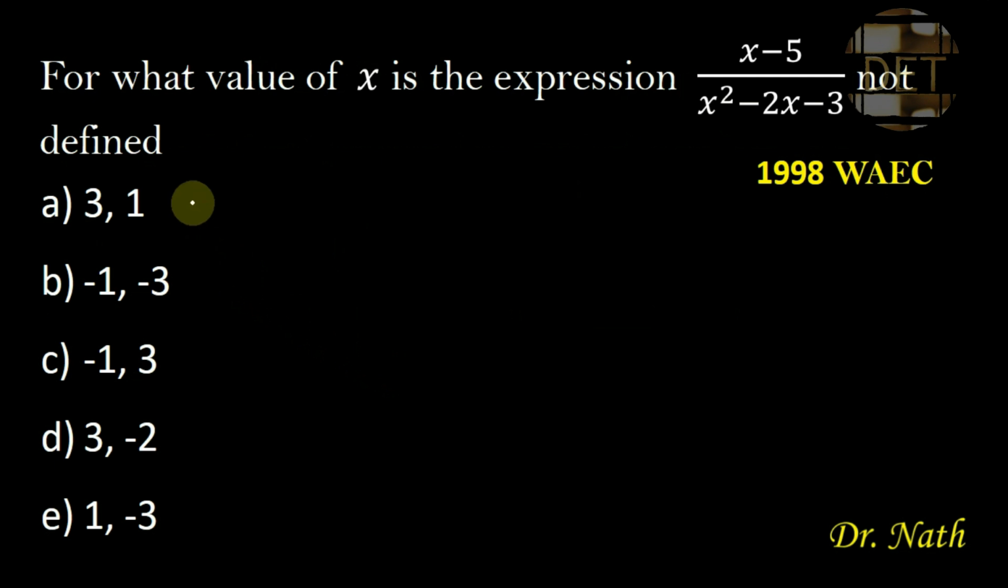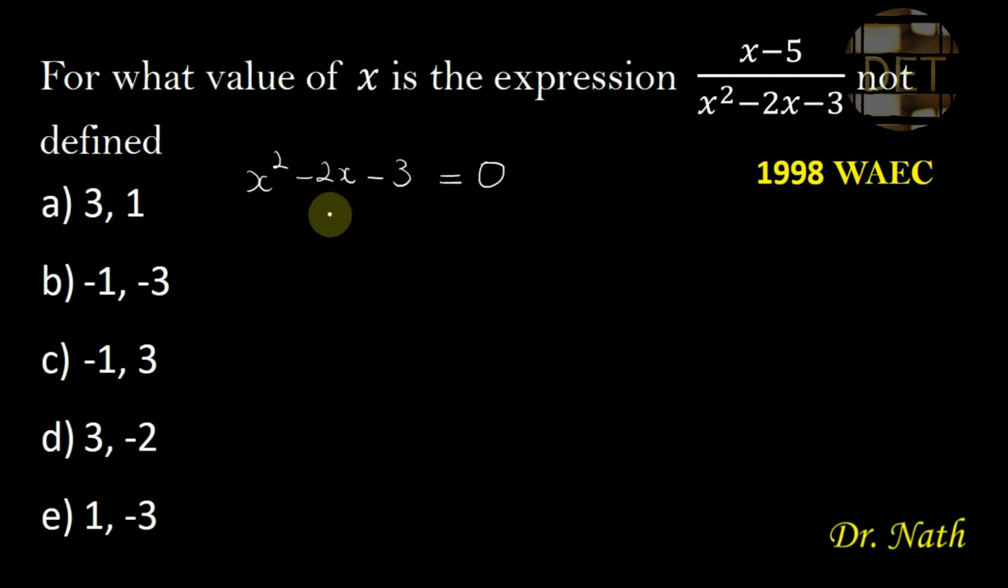Back to the question: for what value of x is this expression not defined? For any expression in maths to be undefined, its denominator must be equal to 0. So the denominator of this expression, x² - 2x - 3, must be equal to 0. You must equate it to 0.